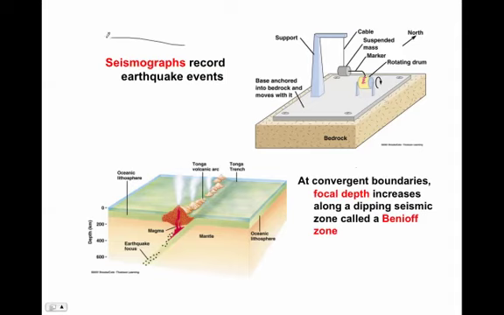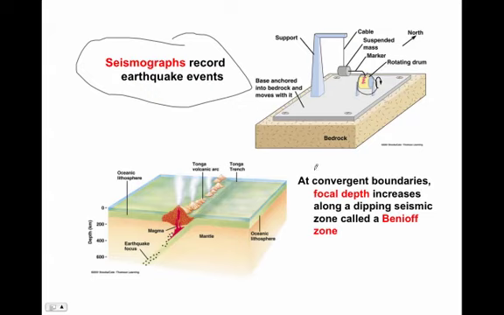We use seismographs to record earthquake events. And so here's an example of a seismograph. It's the whole device that you see here. And then we usually use a marker and then a piece of paper, which is the seismogram.